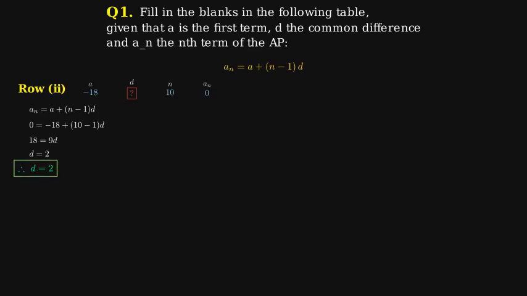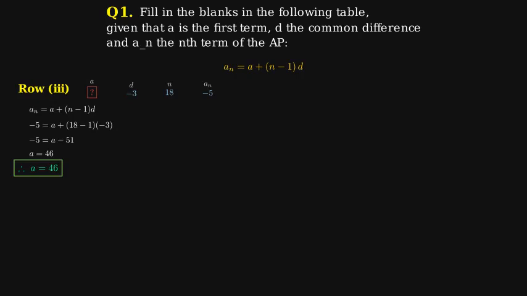Row 3. d equals minus 3, n equals 18, an equals minus 5. Find a. Minus 5 equals a plus 17 times minus 3. Minus 5 equals a minus 51. Therefore a equals 46.